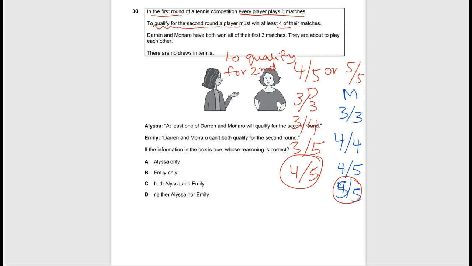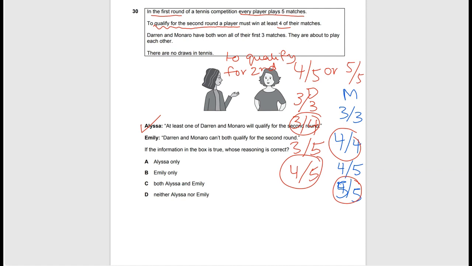So Alyssa is saying at least one of Darren and Monaro will qualify for the second round. To qualify for the second round, they need to get a fraction of at least 4 out of 5 or 5 out of 5. That's true. So Alyssa's correct. Either Darren or Monaro will qualify because one of them will get 4 out of 4 or 3 out of 4. So these fractions here. That's correct.